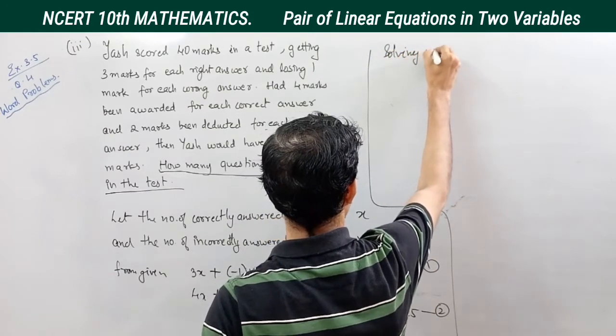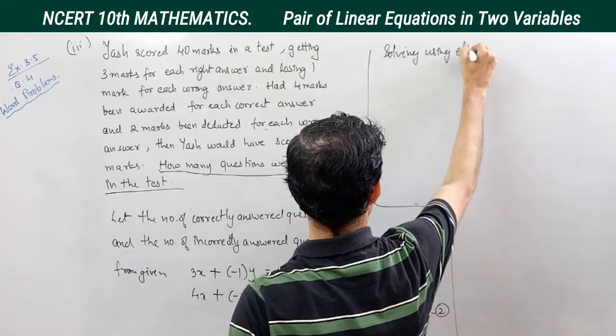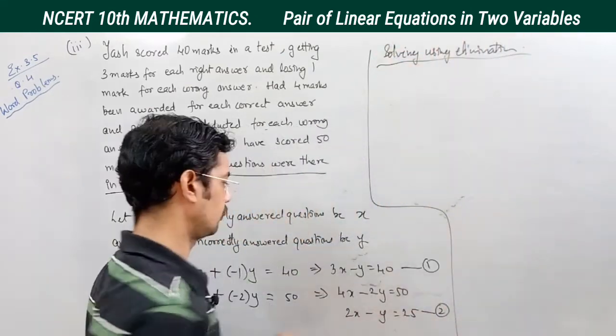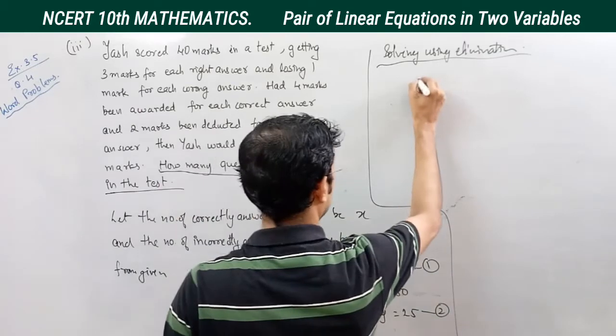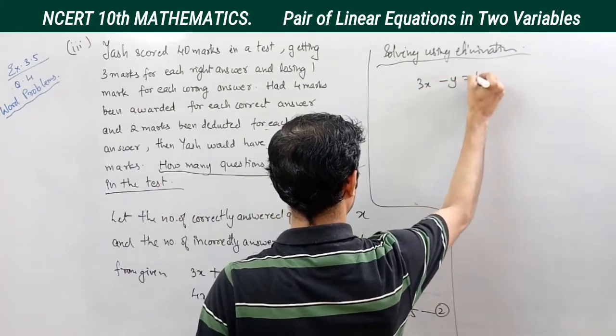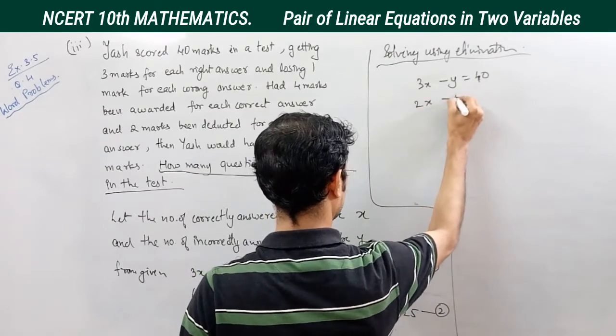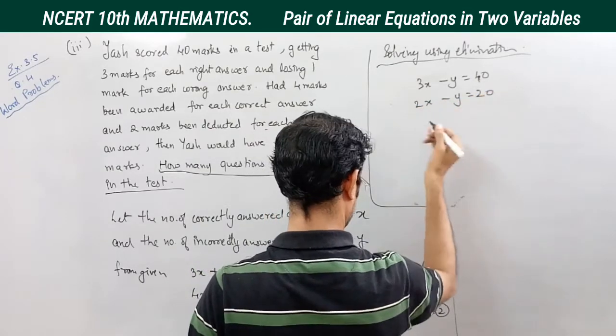Now let us solve using elimination. How can we solve using elimination? This is 3x minus y equal to 40 and 2x minus y equal to 25.